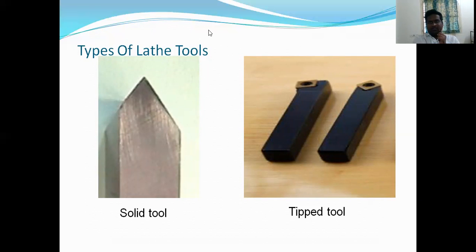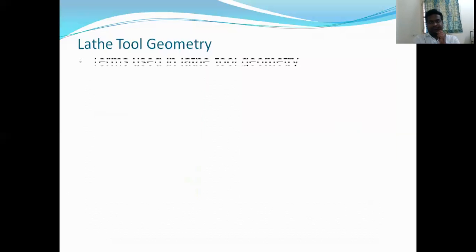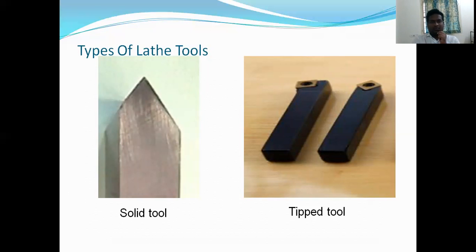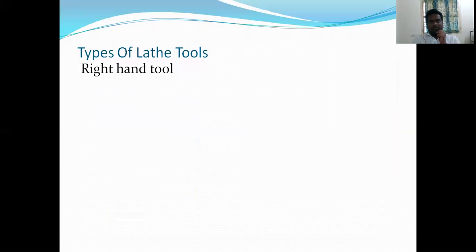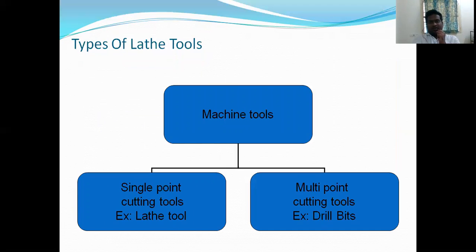And observe here, this is the cutting edge, and this cutting edge is made with a different material. That's why this is called a solid tool and this is one of the tipped tools, right? So these are the lathe tools, according to the types of lathe tools, right? Actually, we can repeat it.